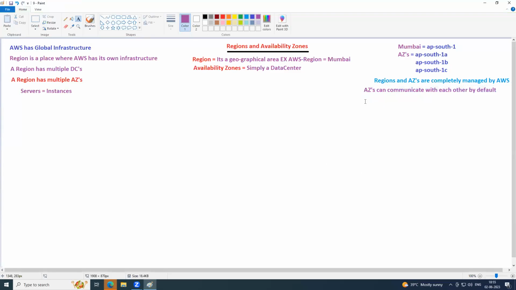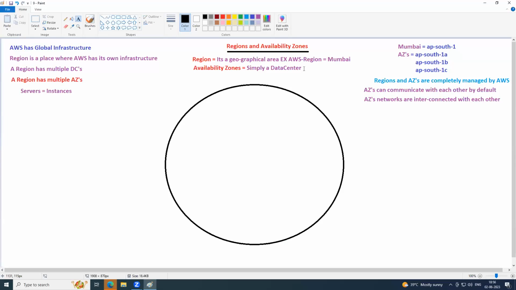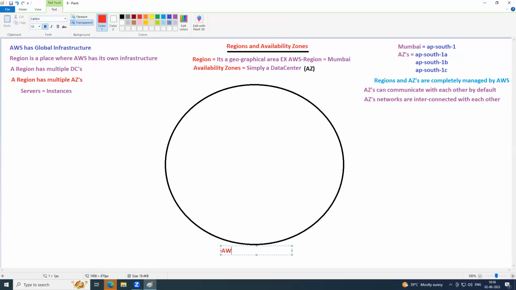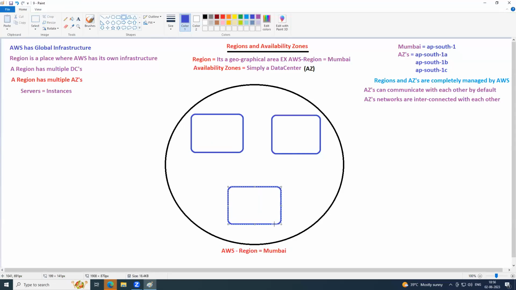Okay. What else did I write? Here I took the whole big region. So this is the AWS region, Mumbai. How many availability zones are there in Mumbai? Three: 1, 2, and then 3. What are those called? 1A, 1B, and then 1C. All these are interconnected with each other.